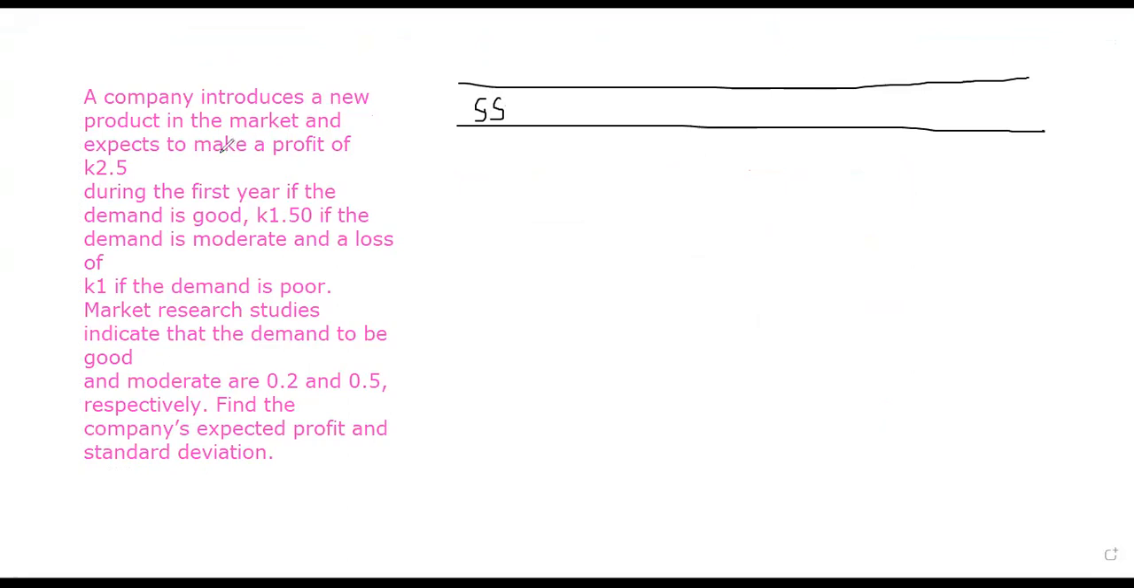So in this market, it expects to make a profit of 2.5 in the first year if the demand is good. So when the state is good, our expected return is 2.5. That's the value of X if you want. Then 1.5, it's moderate. And if poor, we're going to make a loss of 1. State of nature poor, the loss is negative, so -1.